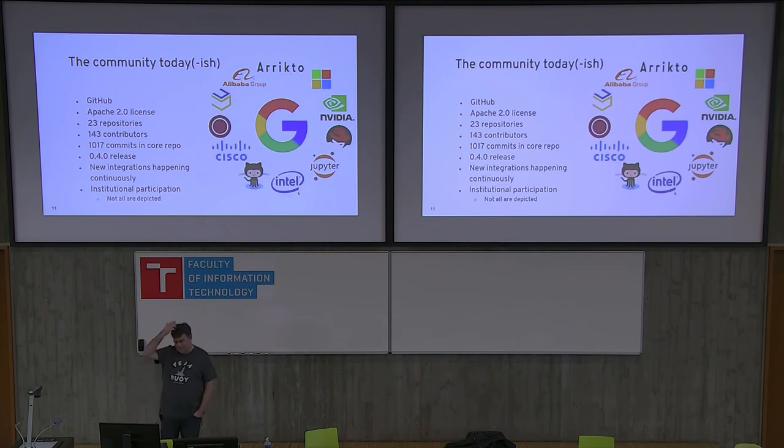The community today is hosted on GitHub, under an ASL2 license. There's over 20 repositories, 23 to be exact. And in the core repo, which is called Kubeflow itself, there's about 143 contributors and over 1,000 commits. That's all happened in the span of about a year and change, about 13 months.